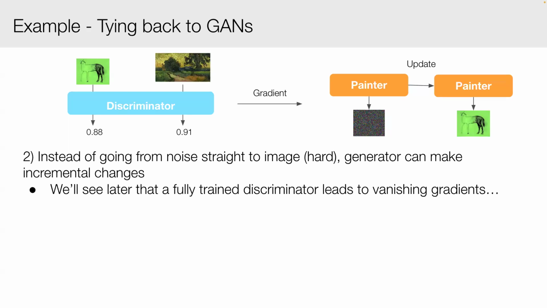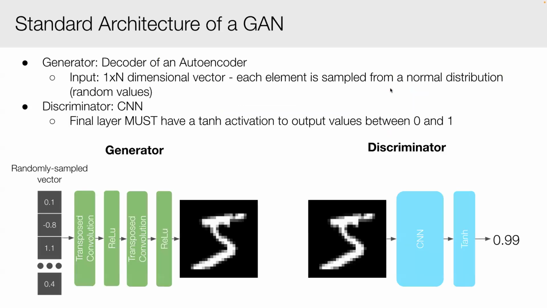So if we were to actually build out this GAN model, again, we have a discriminator model and a separate painter generator model. Building it is actually very straightforward. The discriminator is literally just a CNN. We have a tanh layer, so we output numbers from 0 to 1, 0 being this is fake, 1 being this is a real image, or the inverse, it doesn't really matter.